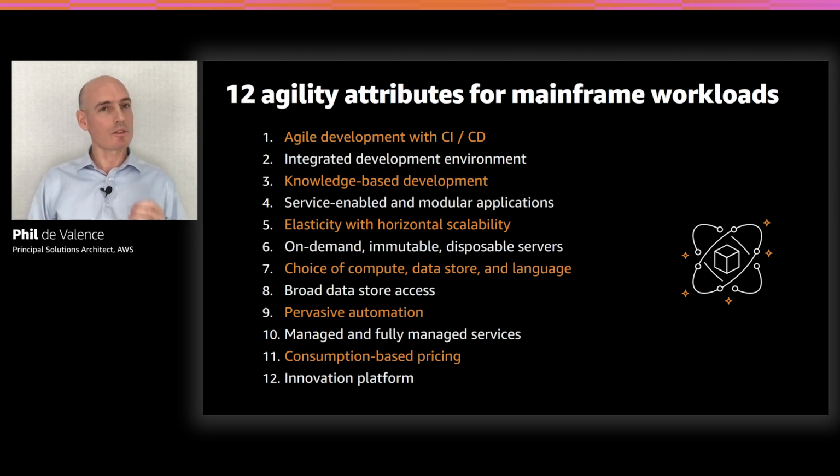Number 11 is consumption-based pricing. It allows aligning infrastructure costs with business activity. And more importantly, it provides a low cost of entry for experiments that facilitates innovation. Last but not least, number 12, an innovation platform. Such a platform allows building nearly anything you can imagine based on a wide variety of building blocks. It requires a very large set of infrastructure services readily available at your fingertips.